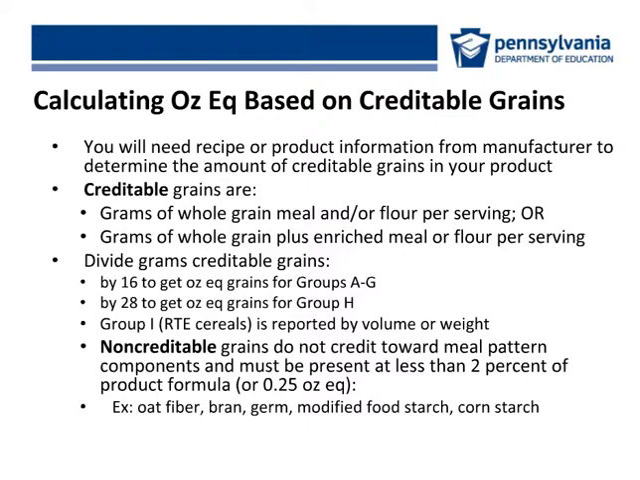Another point I want to mention is that USDA has a list of non-creditable grains that do not credit toward the meal pattern and cannot exceed 2% of the product formula. Some examples of these would be oat fiber, bran, germ, modified food starch, and cornstarch. You can find more of these on page 7 of your whole grain resource, and I will also point out a label containing non-creditable grains in an upcoming slide.